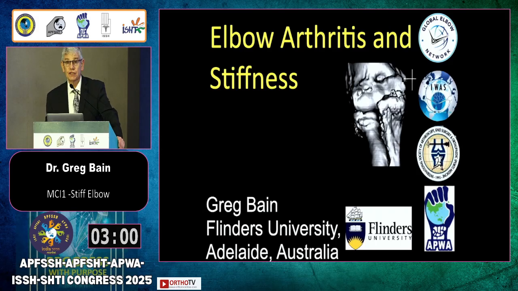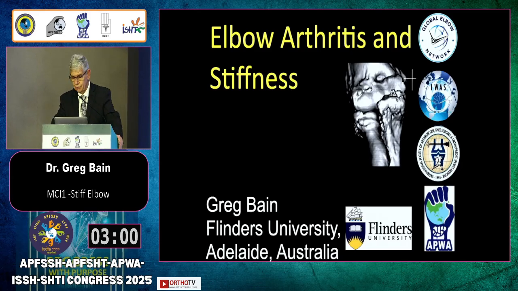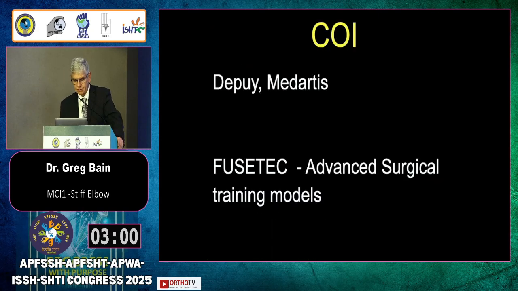So I'm going to provide a short presentation on elbow arthritis and stiffness and how that can be managed. David's going to provide some review with regard to proximal radial ulnar joint stiffness, and Ram's going to cover some of the elbow stiffness of the ulnar humeral joint. These are my conflicts of interest, which I don't think are relevant.